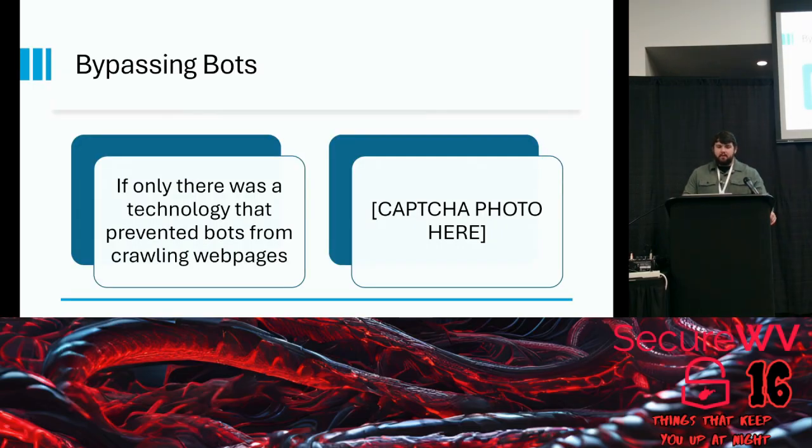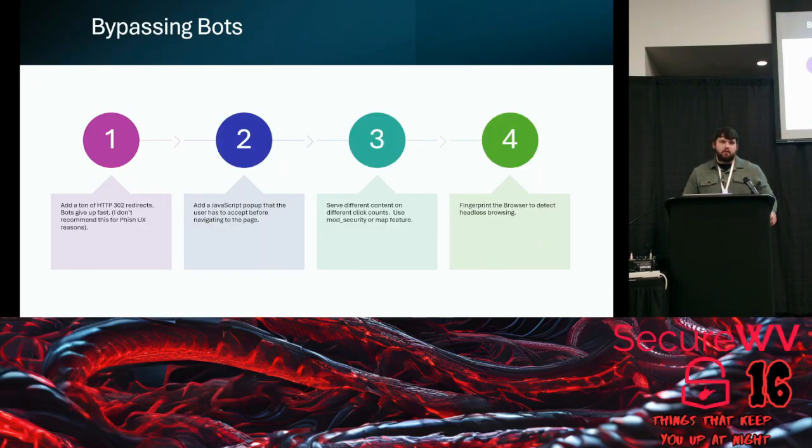So if only we had a technology that prevented bots from crawling web pages. I guess I forgot to put the CAPTCHA photo. But yeah, CAPTCHA. CAPTCHAs are really good for phishing payloads, because whenever a UTM or an email filter or bot scanner crawls it, it sees the CAPTCHA and can't go anywhere. So we can actually stick CAPTCHAs in front of our payloads, and then the security products can actually see what we're scanning, and they mark it as safe because it's just a CAPTCHA.